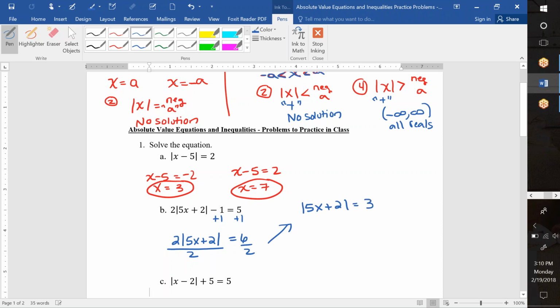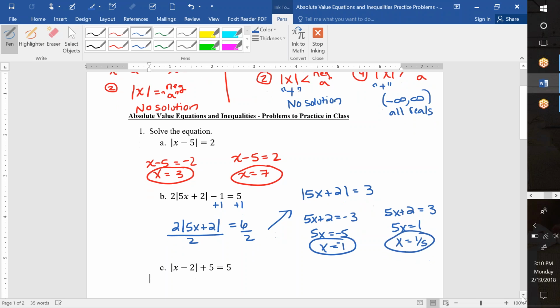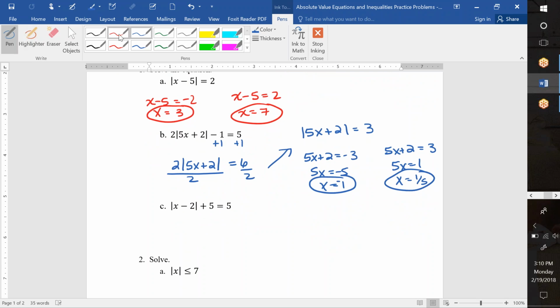So notice that is a positive situation so that we can go ahead and try to solve this. So we would set up that either 5x plus 2 inside was a -3, or the case that 5x plus 2, the inside was a +3. So we would subtract 2 and divide and get -1 for this first answer. And then here we would subtract 2 and get 1/5. So -1 and 1/5.